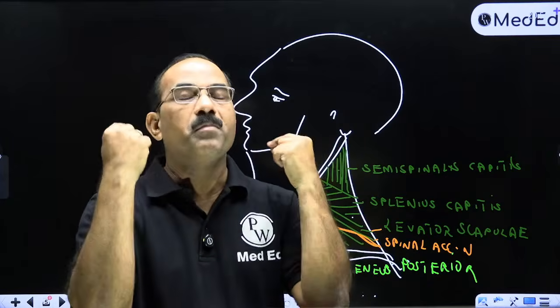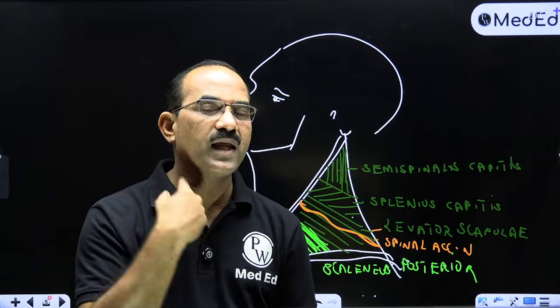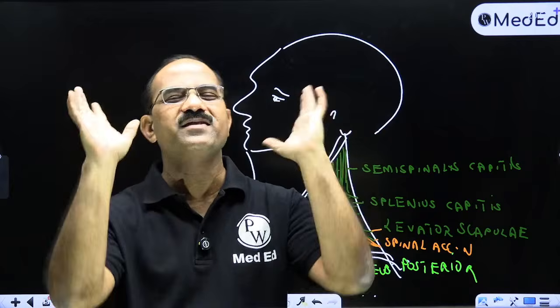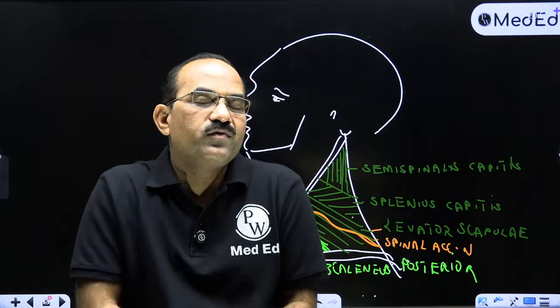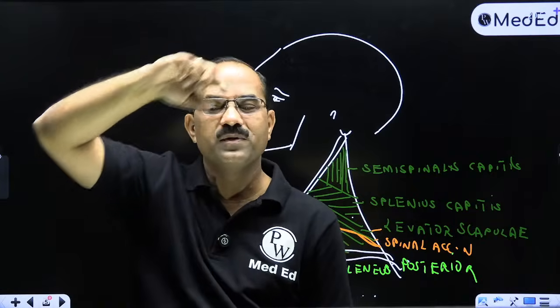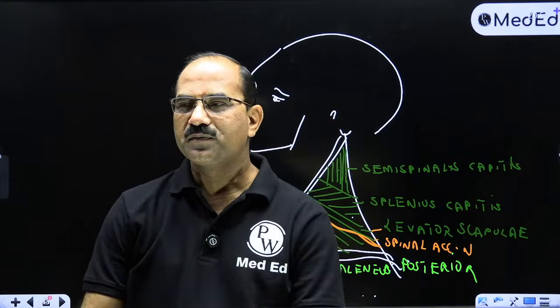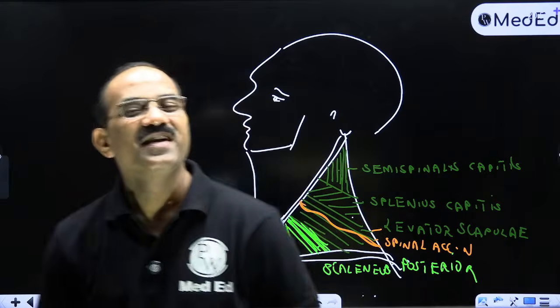So if by chance, by mistake, I cut the nerve in the posterior triangle of the neck, who's affected? Trapezius. What will the person complain of? Difficulty in shrugging the shoulders, difficulty in overhead abduction of the arm. This will be the complaint of the patient. Fine, clear to all of you? Understanding? This is very important.